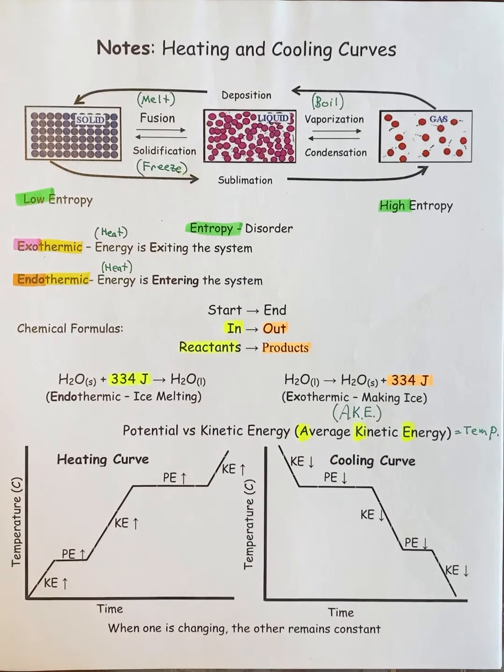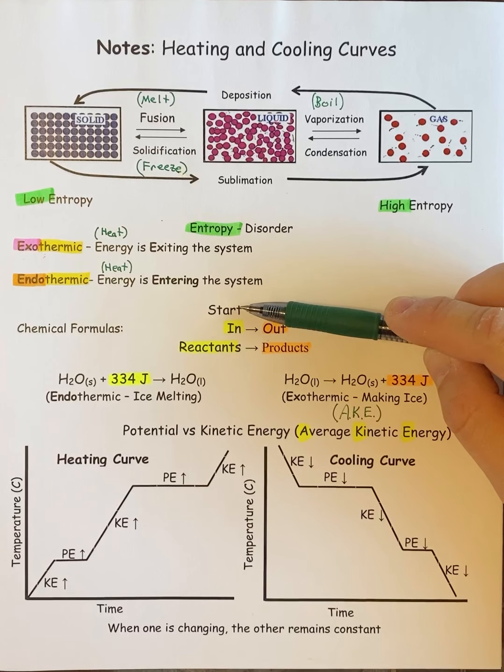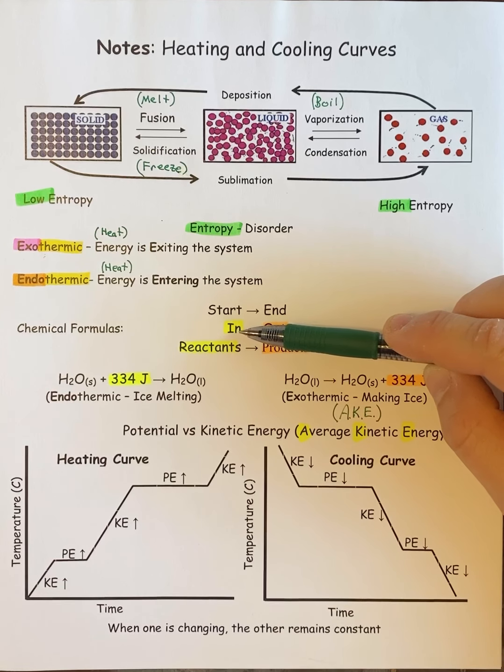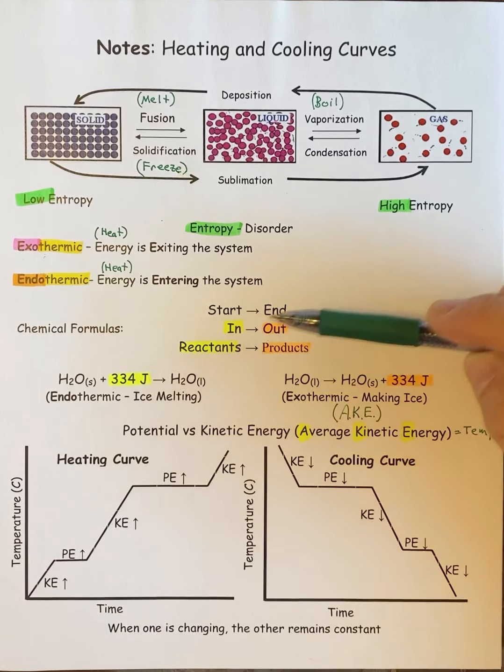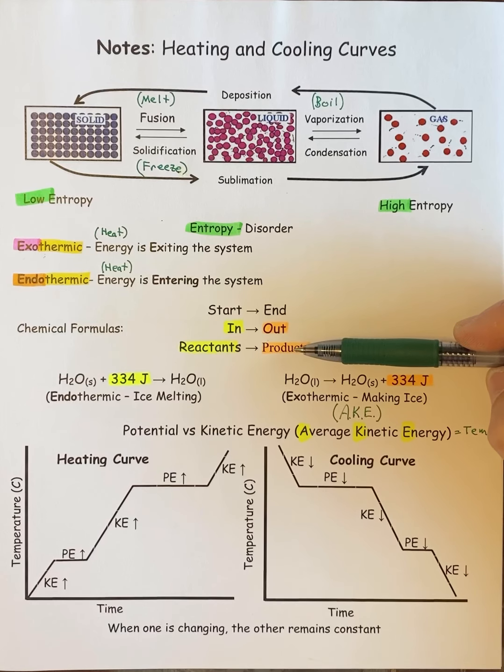So my arrow is right here. Everything on the left of the arrow is what we start with. It's what goes into the chemical reaction. We call it the reactants. Everything on the right side of the arrow is what we end with. It's what comes out. We call it a product.